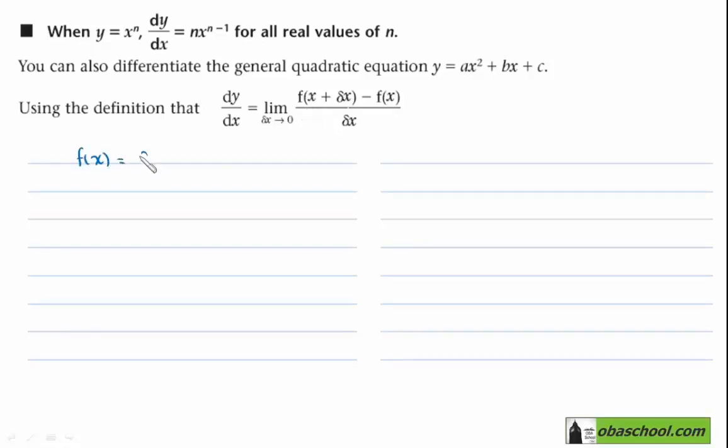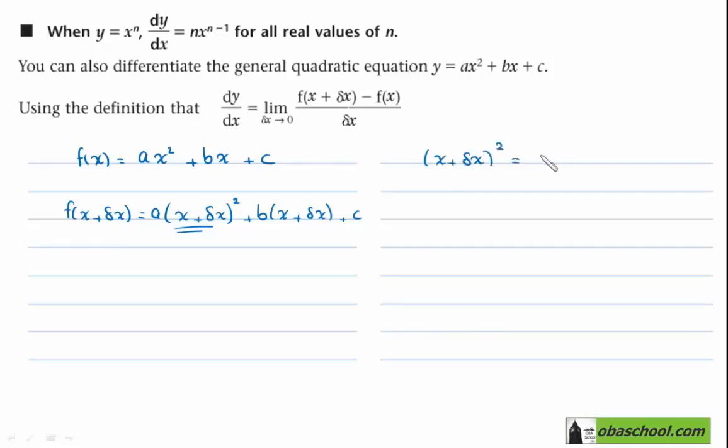Then for f of x equals ax squared plus bx plus c, we can say f of x plus delta x: instead of x in the f of x, we are going to replace each x by x plus delta x. Then it will be a multiplied by x plus delta x squared, plus b multiplied by x plus delta x, plus c. We can now expand x plus delta x all squared aside. Then it will be x plus delta x multiplied by itself twice.